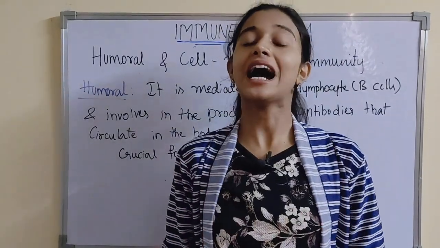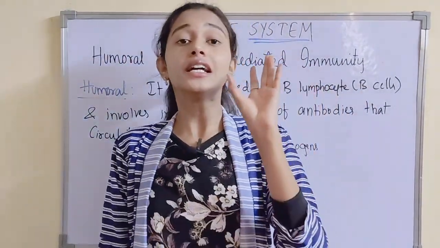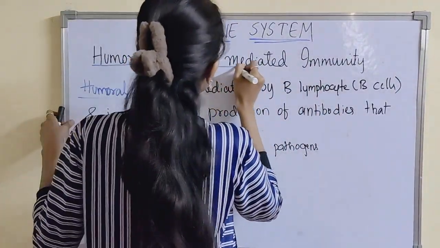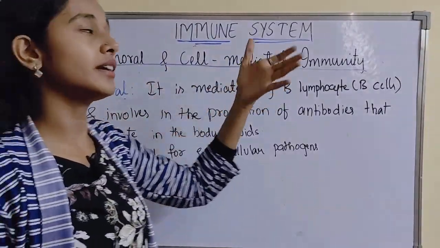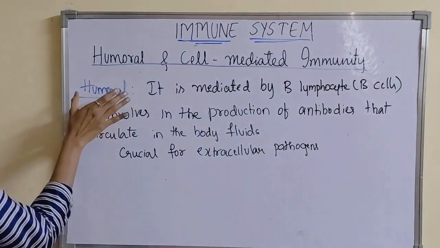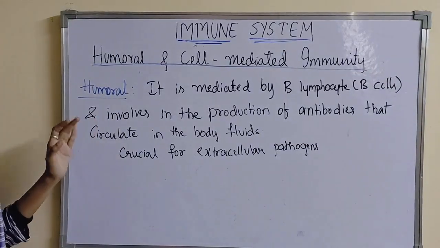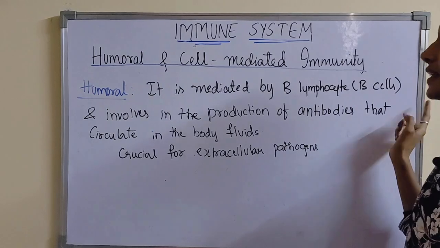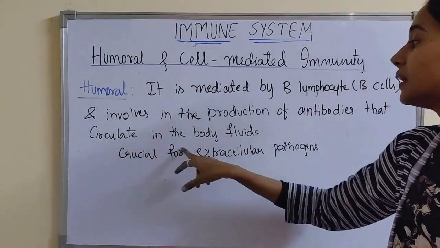So now let's talk about another two types of immunity, that is humoral immunity and cell-mediated immunity. यहाँ पे बहुत सारे बच्चे कंफ्यूज कर लेते हैं. So अच्छे से देखो, it is very simple. The humoral and cell-mediated immune responses are the adaptive responses. Let's talk about humoral immunity first. The humoral immune response is mediated by B lymphocytes, that is B cells, and involves the production of antibodies that circulate in the body fluids.